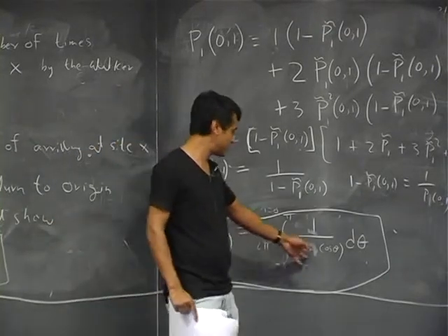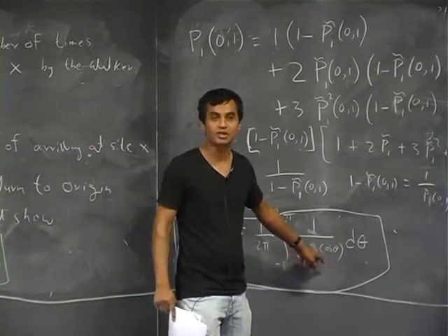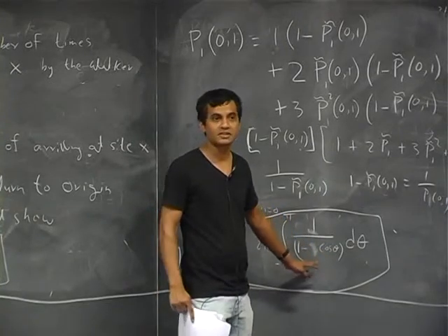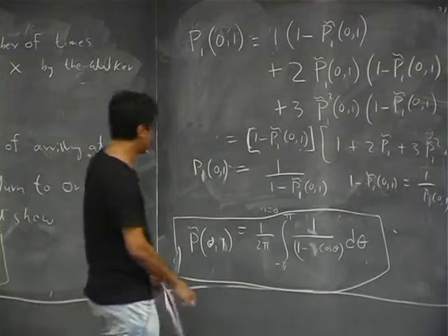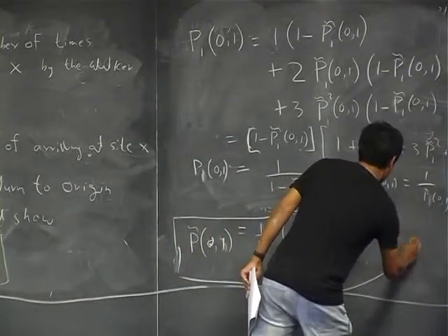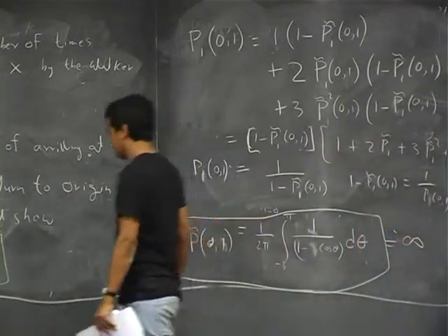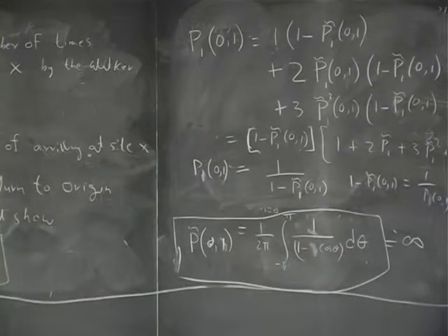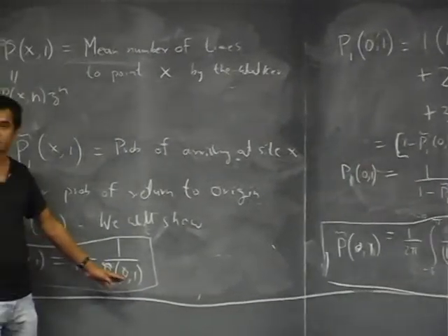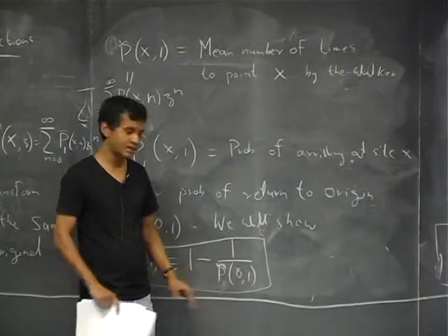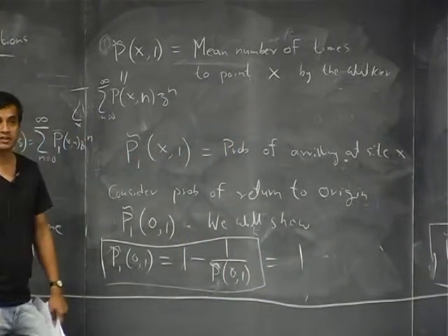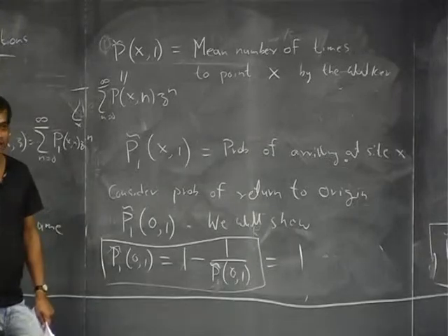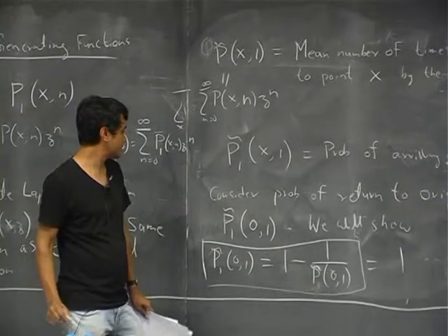Okay, so it's infinity because there's a divergence at small theta, right? So at small theta, this is theta squared, so 1 by theta squared, and that diverges, right? So this is infinite. Therefore you get 1 minus 1 by infinity, so this is 1. So the probability of returning is 1 on the one-dimensional lattice.